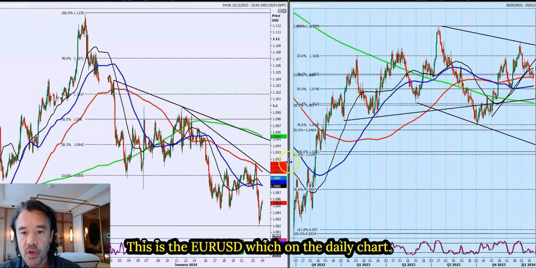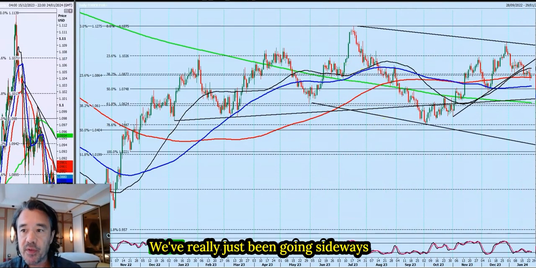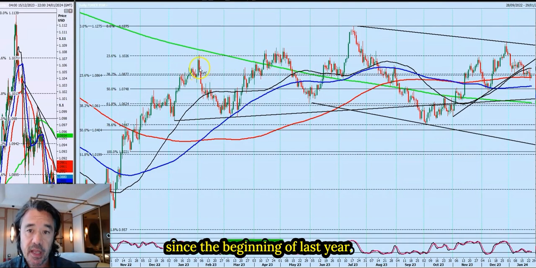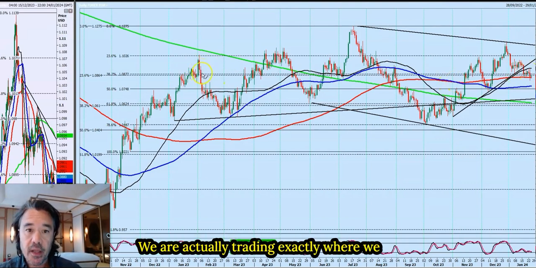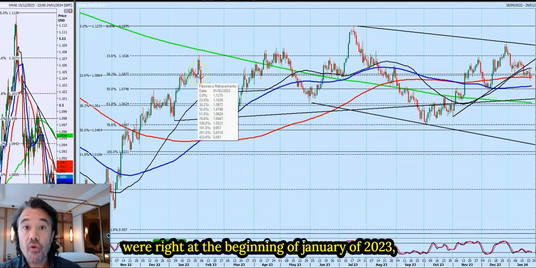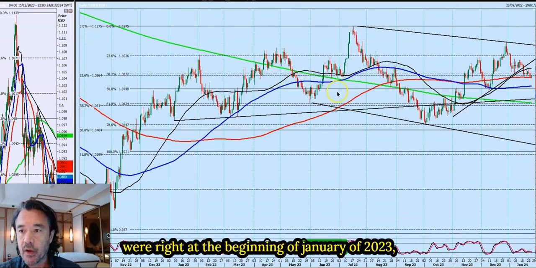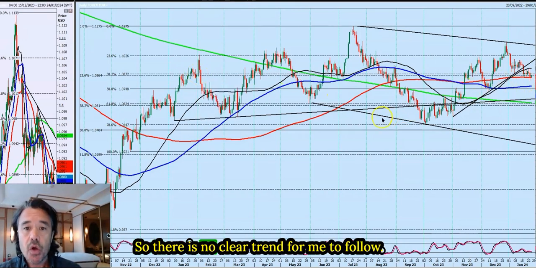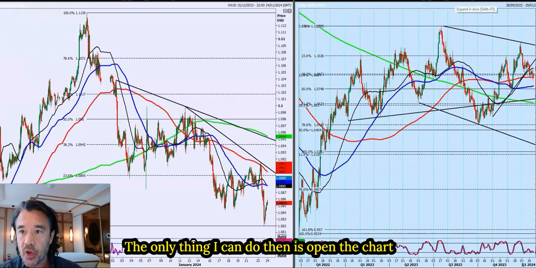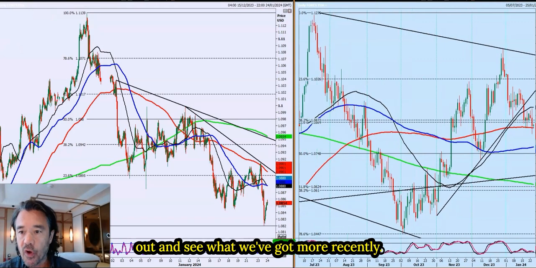This is the euro versus the US dollar, which on the daily chart has really just been going sideways since the beginning of last year. We are actually trading exactly where we were right at the beginning of January of 2023. So there is no clear trend for me to follow. The only thing I can do then is open the chart out and see what we've got more recently.